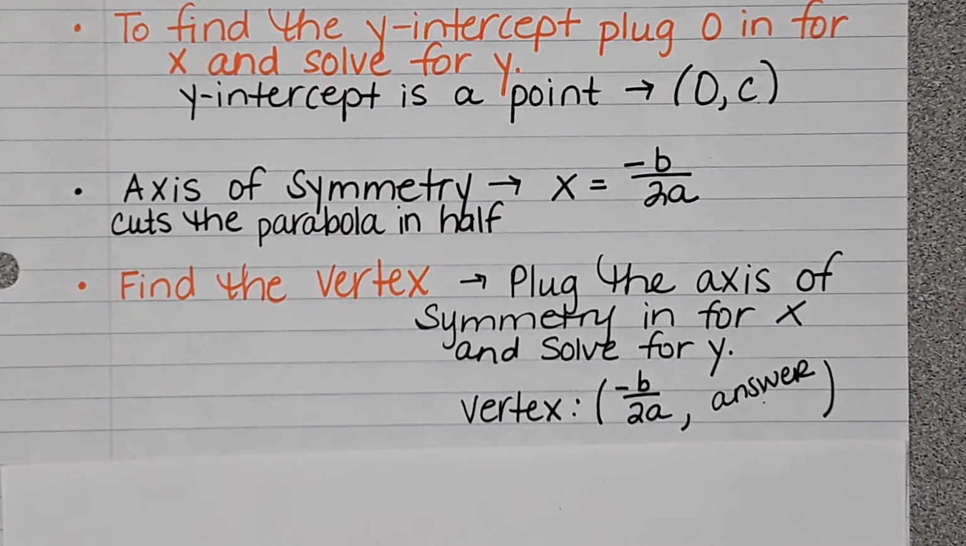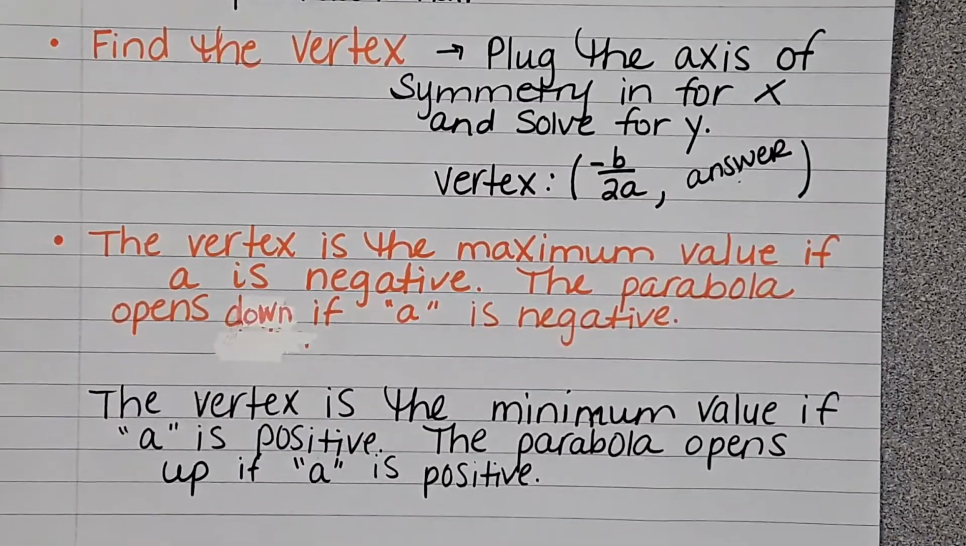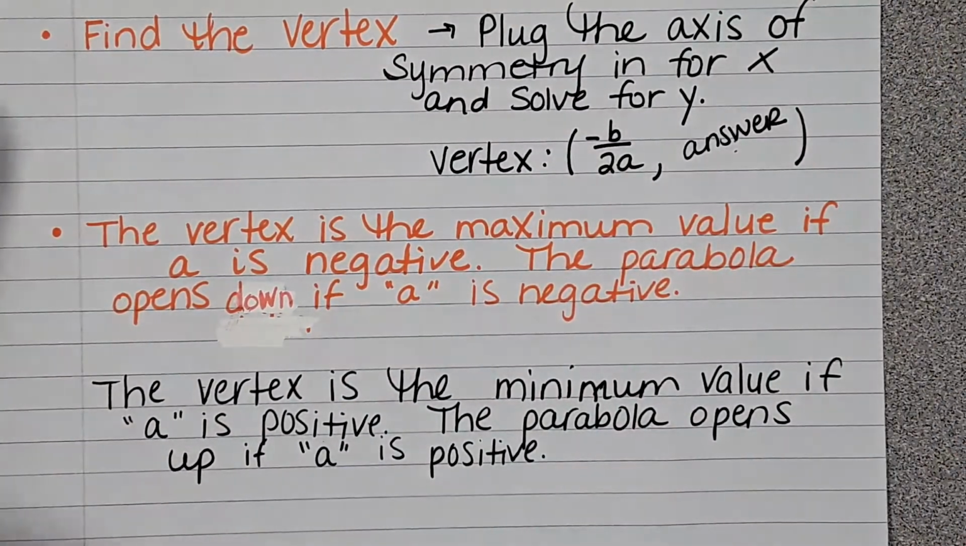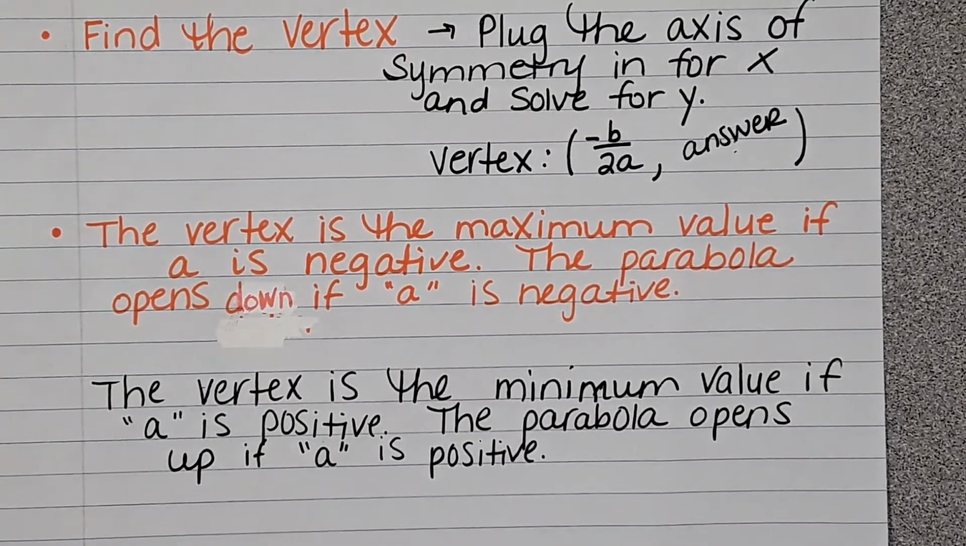A tells us if the parabola opens up or down, and A tells us if our vertex is the maximum or minimum. Okay, so let me move it up a little bit. There we go. So if A is negative, our vertex is the maximum value, and our parabola opens down.